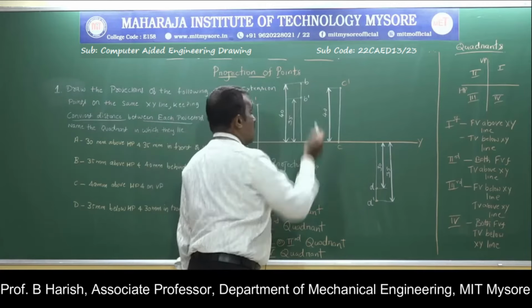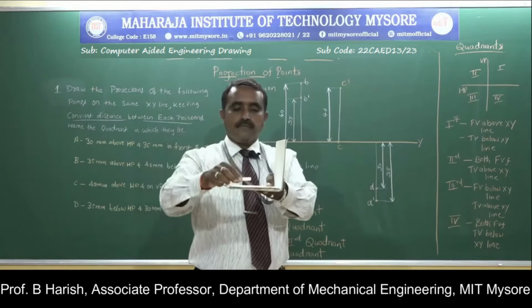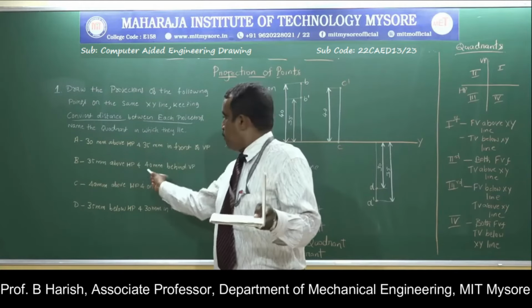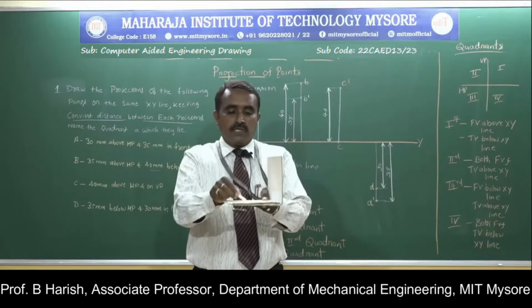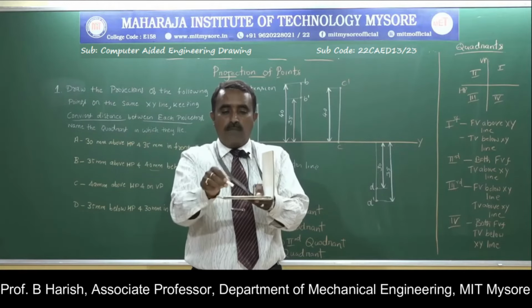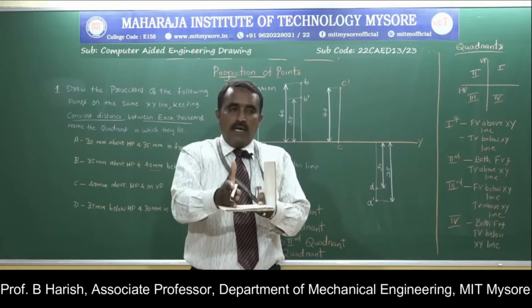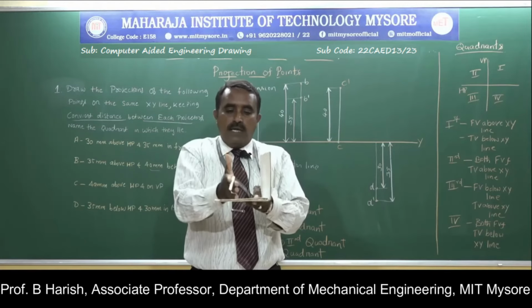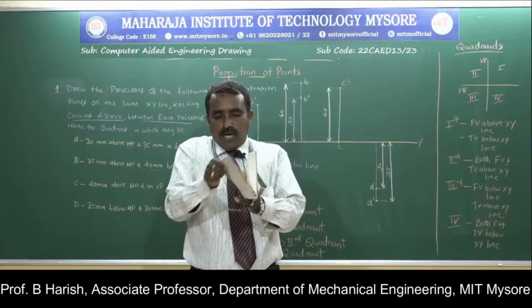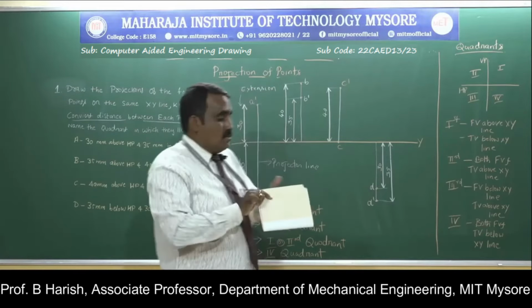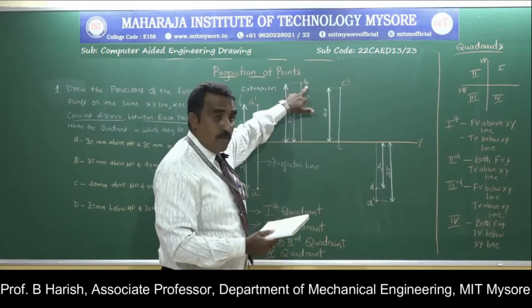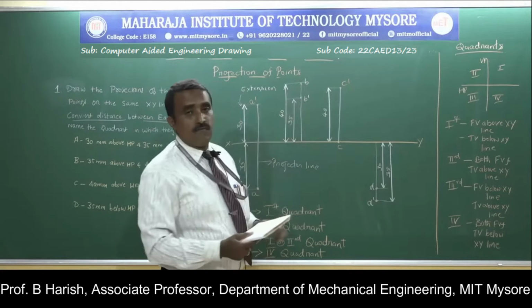Then, as you observe from the given problem, 35 mm above HP and 40 mm behind VP. So this is 35, this is behind VP. This 40 mm behind VP will correspond to your horizontal plane. This above will correspond to your vertical plane. So when you rotate it, you get this XY line. The distance of 40 will be your top view, whereas 35 will be the front view.